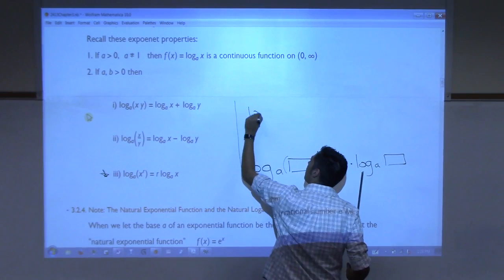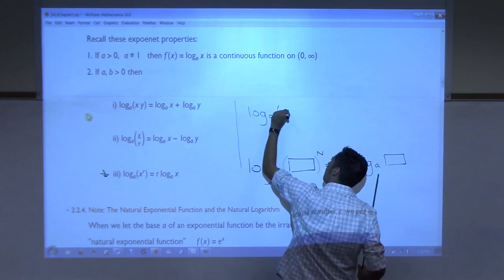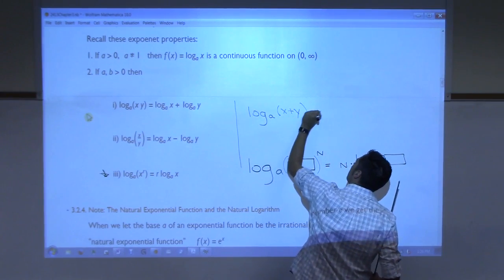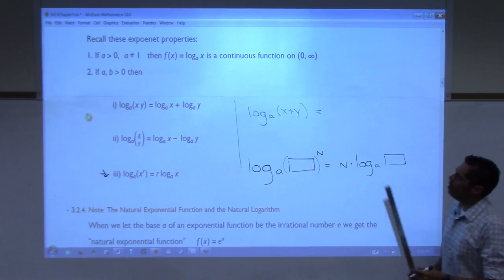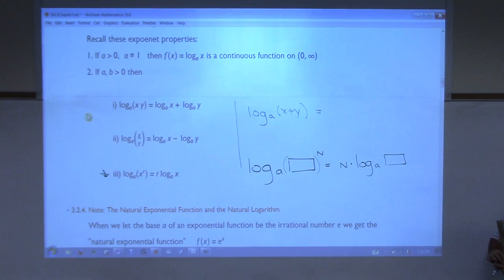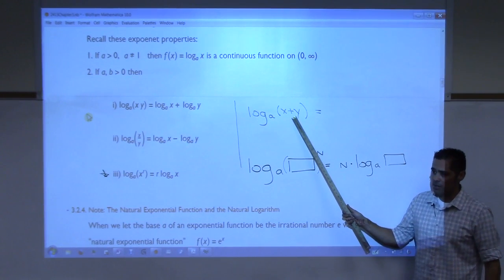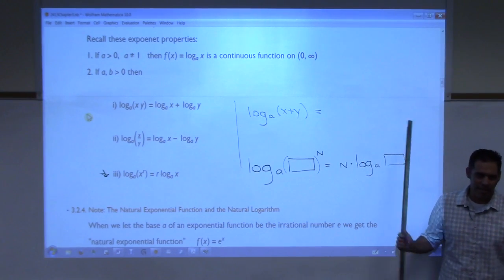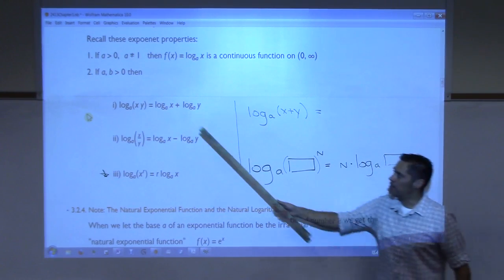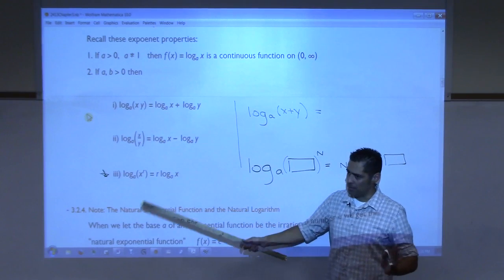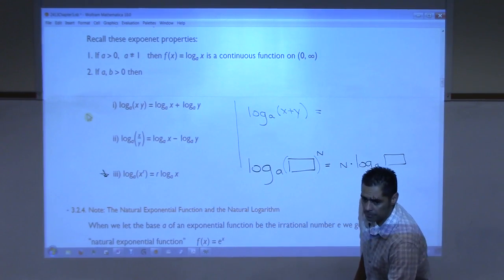What about this? Is there a property for this? Can I take this and split this into 2 logs or do something with it? No, you may not. There is no property for that. If you have addition inside of a log, you cannot split it up into 2 logs. The only way you can split it up is if that was multiplication inside. That's it. Okay?